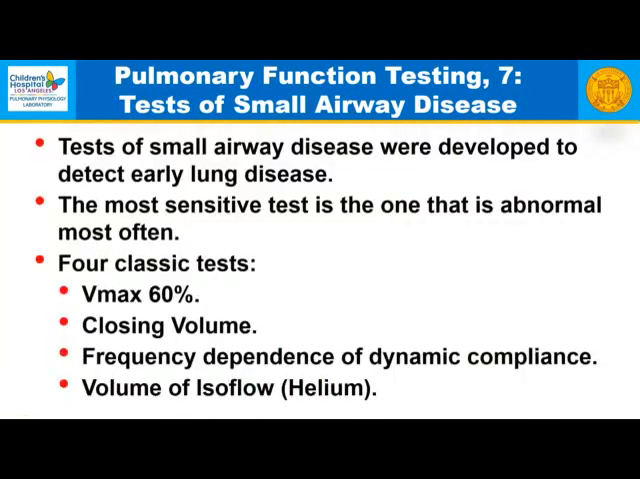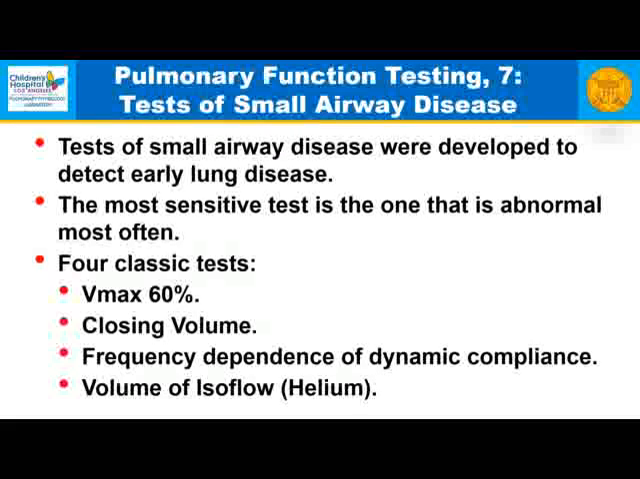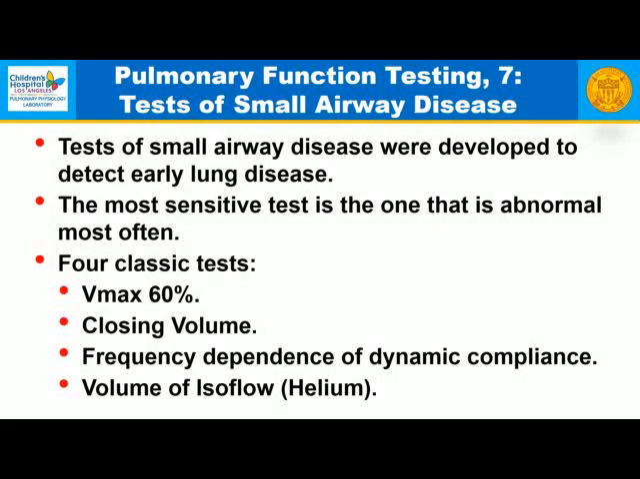So, what have we learned? Tests of small airway disease were developed to detect early lung disease. The most sensitive test is the one that is abnormal the most often in a group of patients that you suspect have disease. The 4 classic tests are the Vmax 60, closing volume, frequency dependence of dynamic compliance, which probably is dead at this point in time, and the volume of isoflow for helium.